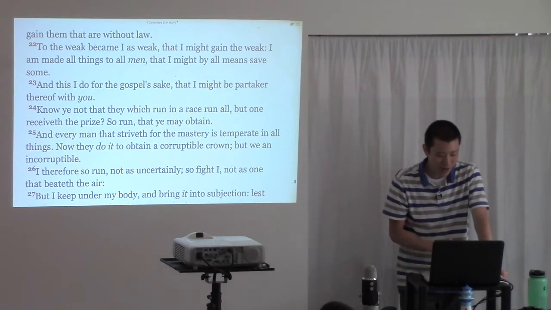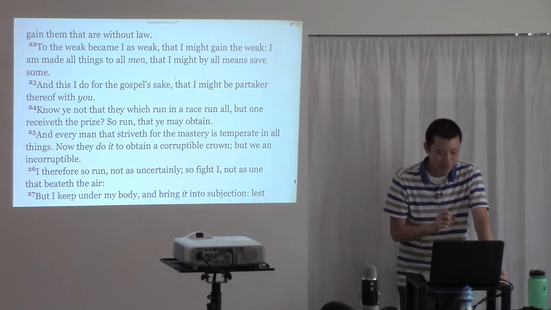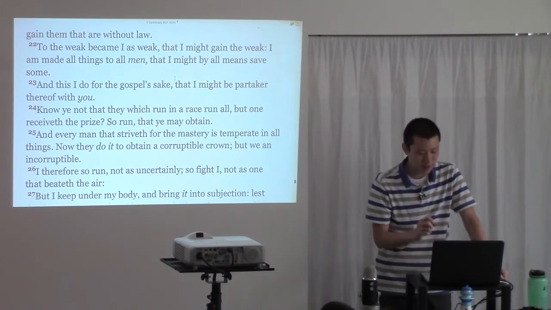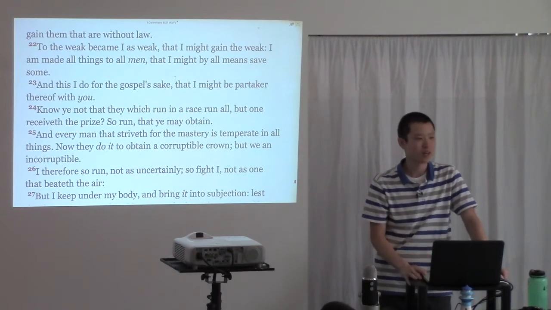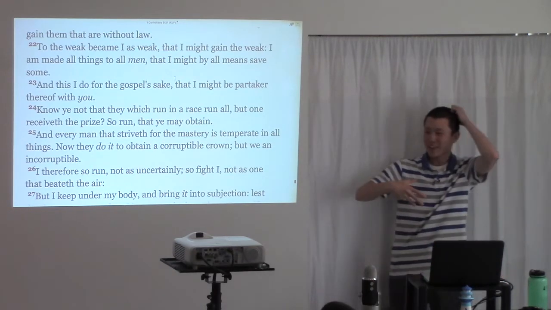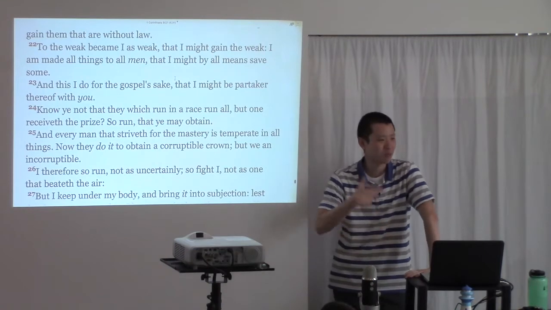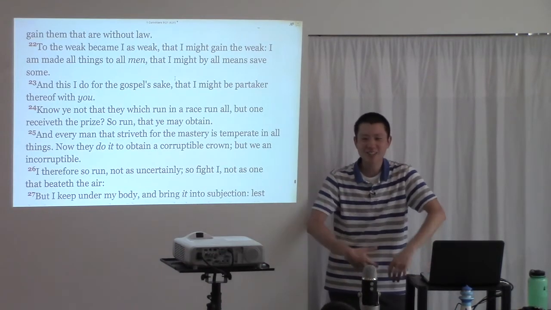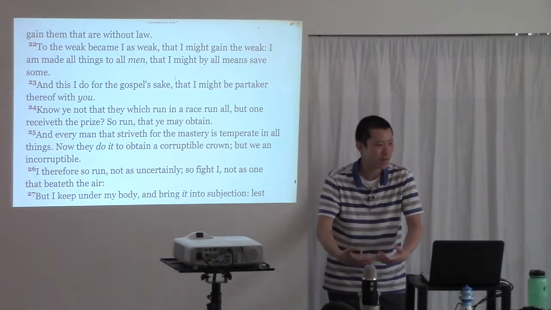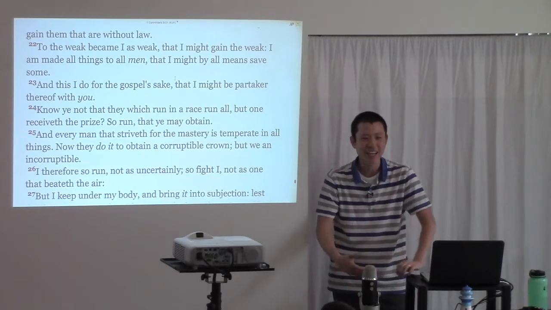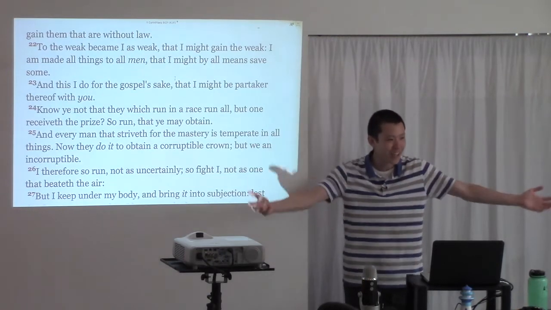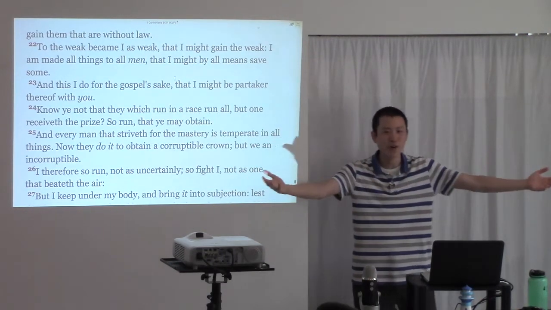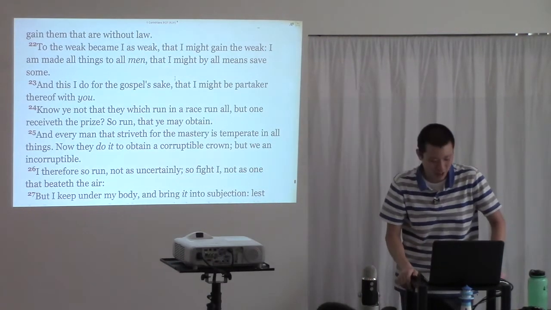Now look at this. "Every man that striveth for the mastery is temperate in all things. Now they do it to obtain a corruptible crown, but we an incorruptible." So he says when people get really good at something, whether it's a sport or a skill, they're spending all this time and effort and money and training to earn something that's corruptible, meaning it's not even going to last. Remember the crown of pride? That's beautiful for a fleeting moment, but isn't eternal.